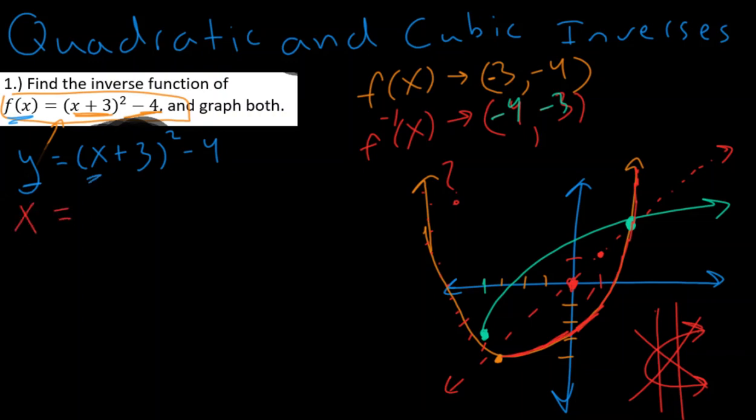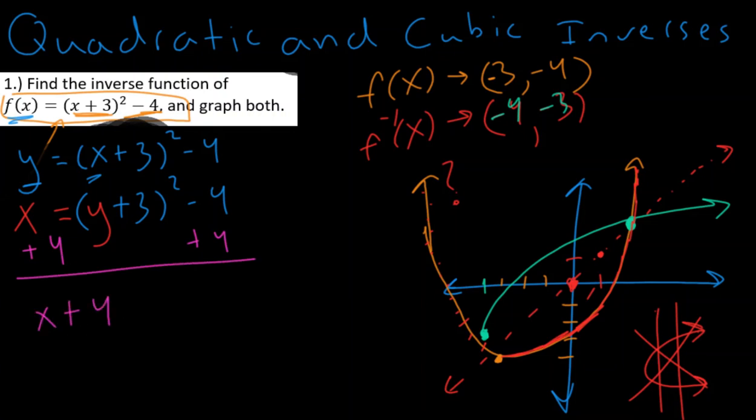So we say x is equal to (y plus 3) squared minus 4. Now we're just doing some very simple algebra to get y by itself. We know that we want to add 4 to both sides, so plus 4, plus 4. Now I have x plus 4 is equal to (y plus 3) squared. And the big question here is, how in the world do you get rid of a square? Well, we're going to take the square root of both sides. Now our square root and our square cancel, and we actually wind up with this.